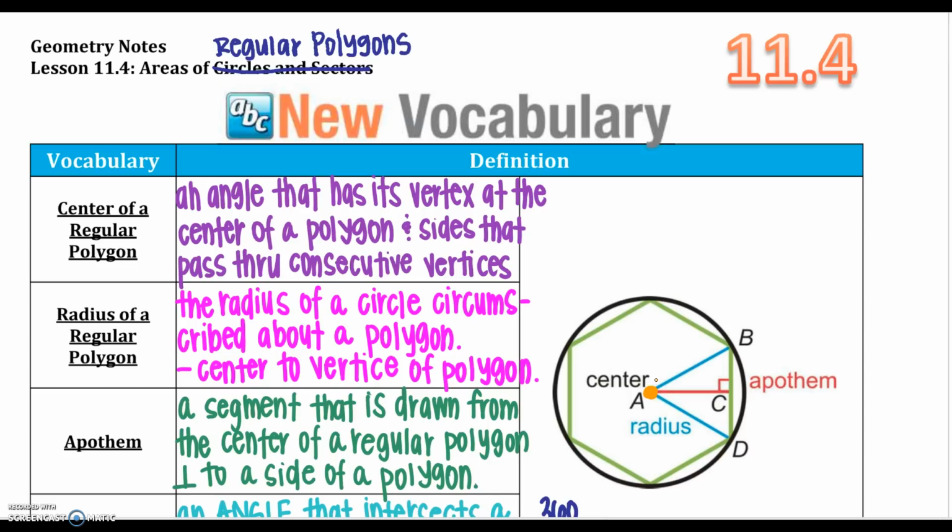The radius of the regular polygons, notice we're using it in terms of a circle because that is kind of what we're going to talk about. The radius of a circle circumscribed about a polygon will also give you the radius of your polygon. So notice AB is a radius of the circle, but it's also a radius of that polygon.